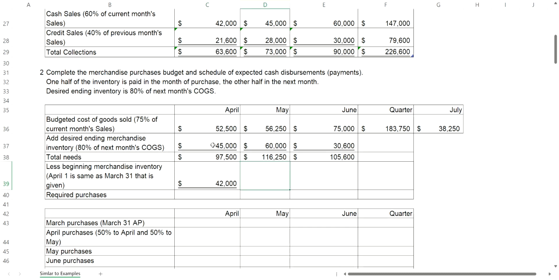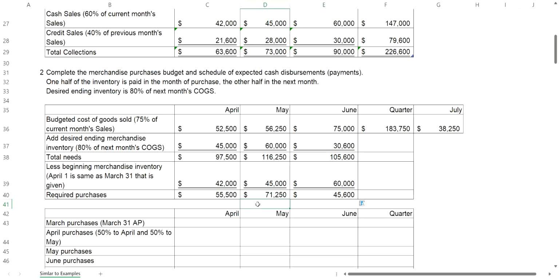Now for May, April's ending balance is 45,000. So that would be the balance on April 30th. So I will carry that 45,000 as my beginning balance on May 1st. On May 31st, my ending balance is 60,000. So I will carry that down as my beginning balance on June 1st. Now, because I already have those, I subtract the last 2 rows. So 97,500 minus 42,000, and do the same across the board. Okay, so that gives me my required purchases.